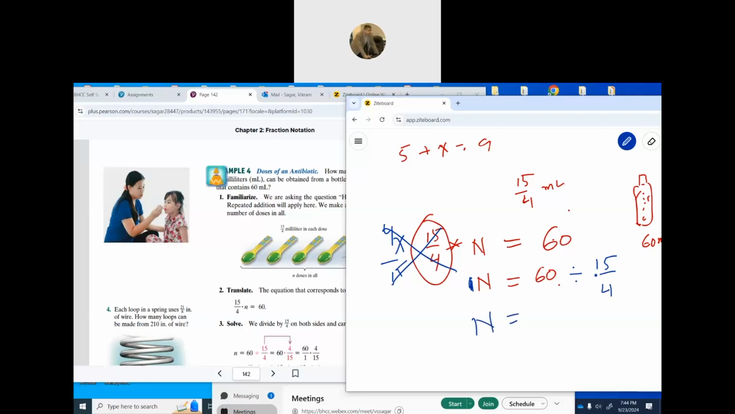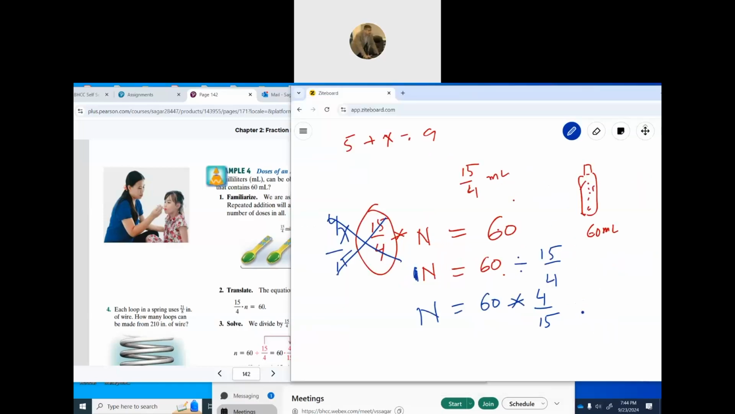Now then what do we have to do? Remember last time we learned, we have to change the sign. This is a division, make it multiplication, and flip it, 4 over 15 here. Now I can cancel. How many times does 15 go into 60? Here is 1. 4, right? 4 here.